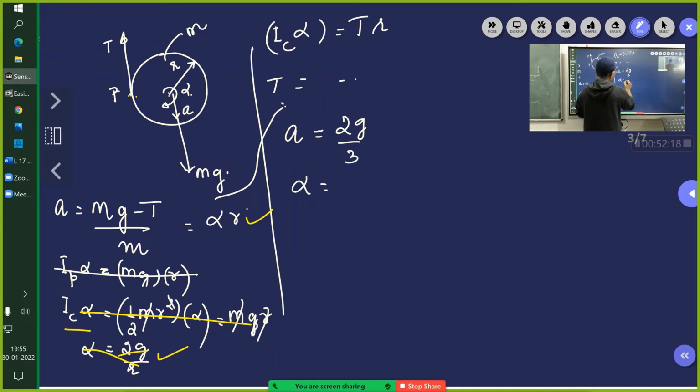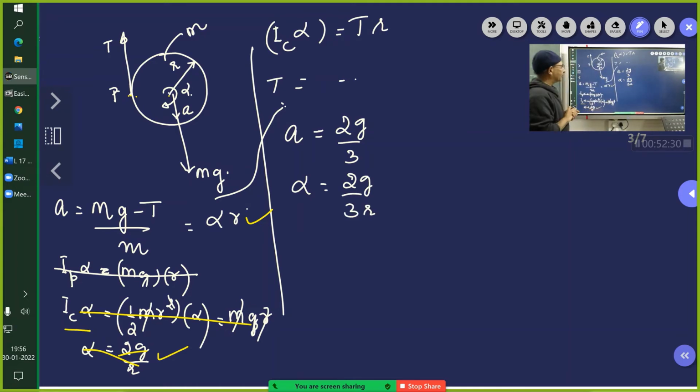And alpha you got what? Alpha is A divided by R, so 2g by 3R. Yes, sir, they asked both. So 2g by 3R, these are the values. Correct. Quite simple. So you separate out the translatory acceleration, and these were two equations. One set of equations for summation F, another set of equations for summation tau.